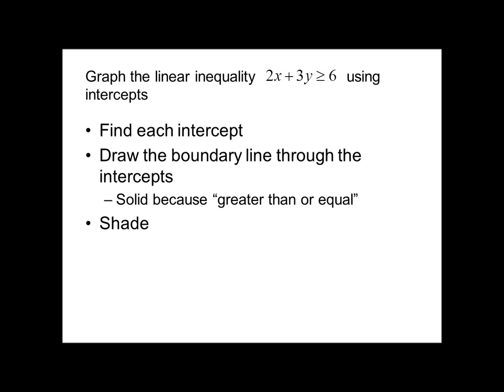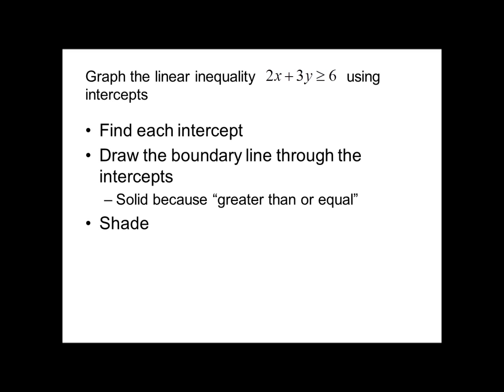And then we'll shade. Now how do we know which side to shade? Test points. We'll choose a point, probably (0, 0), and see if it works. So let's do that right now. If we plug in (0, 0), we end up with 0 is greater than or equal to 6. Well, that's not true. 0 is not greater than or equal to 6. So we're going to shade the side of the line that doesn't have (0, 0).